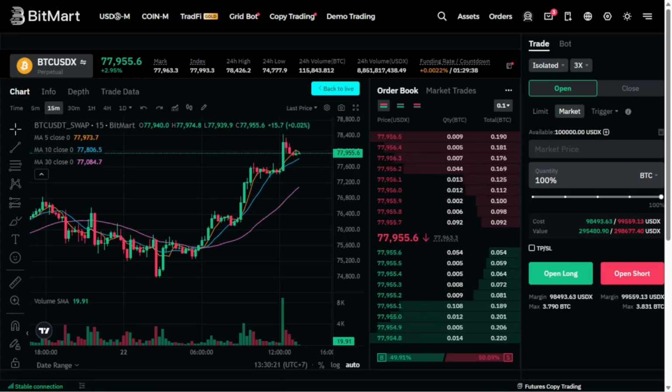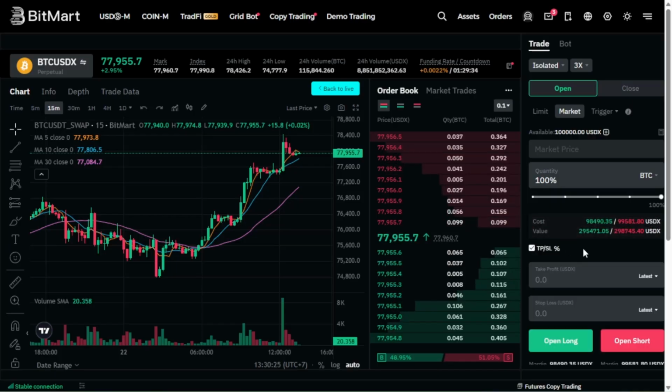Before we make our order, we can see there is a box that says TP and SL. This stands for take profit and stop loss. A take profit and stop loss order can help you lock in gains on the upside and manage your downside risk automatically, something every trader should be using.